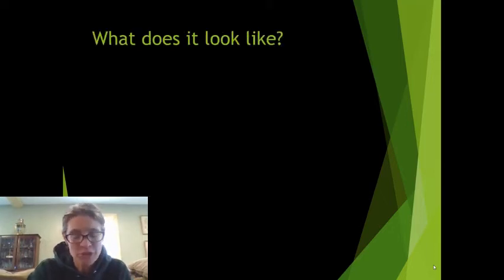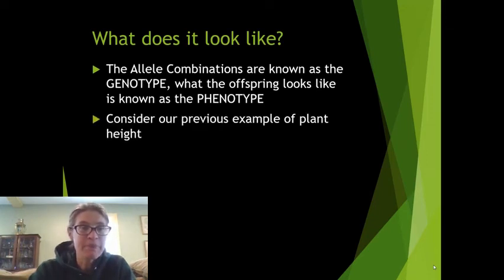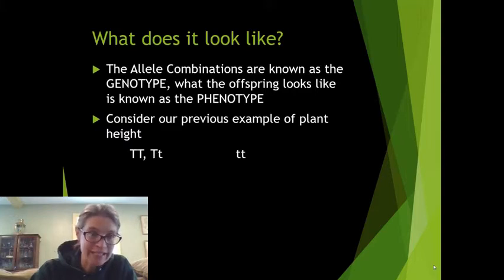So the next question that you have to ask yourself is, what will each of these plants look like when you have the various combinations? So remember from your reading and from the videos that you saw previously, the allele combinations are known as the genotype. And what it looks like on the outside is the phenotype. So here's the example that we had of plant height.